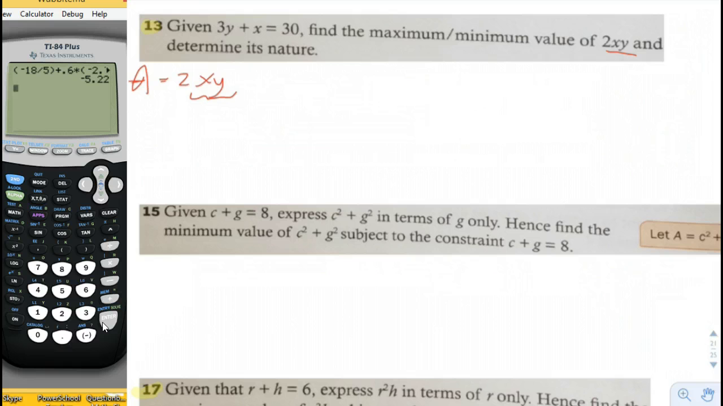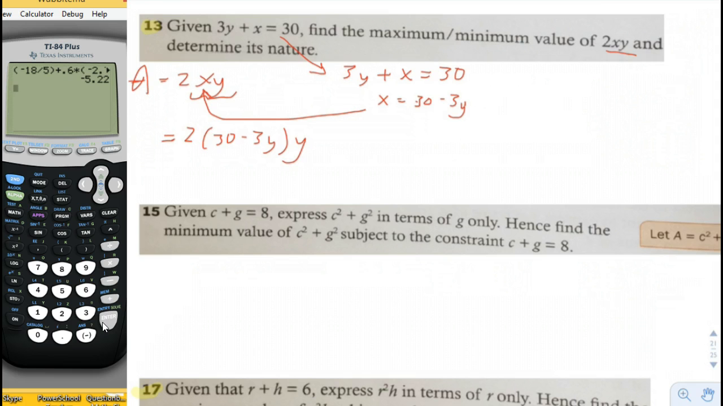Unfortunately, a depends on two different variables, so we're going to use the constraint to try to eliminate one or the other variable. Let's see. What if we put x by itself here, because it's the easiest thing to do. We subtract 3y from both sides, and we'll get 30 minus 3y. And then we'll put that into here, and we'll have 2 times 30 minus 3y times y. And we can put that in our calculator, and then we can see if it's a maximum or minimum value that's going to be in this function.